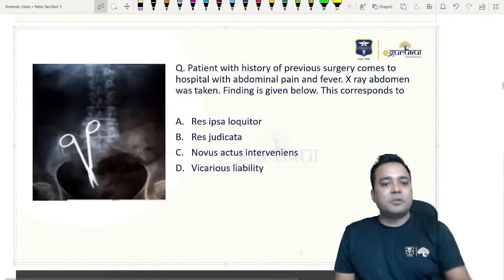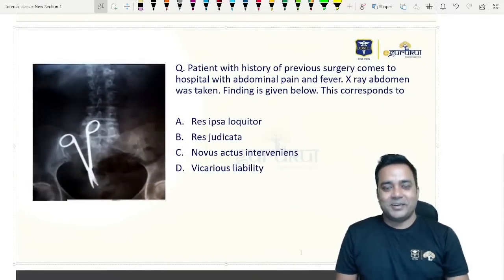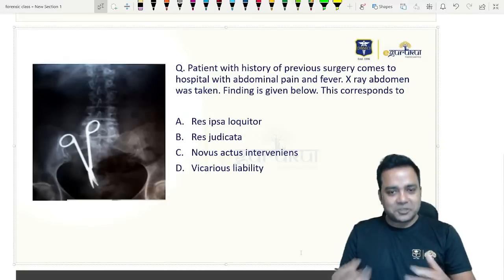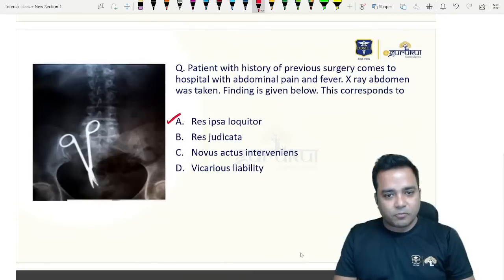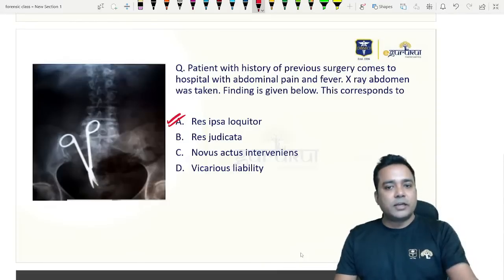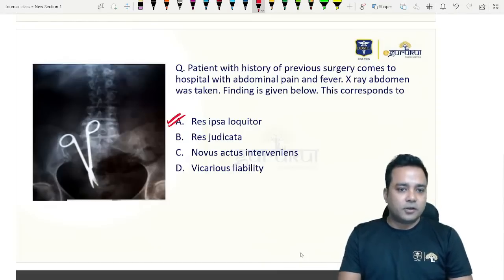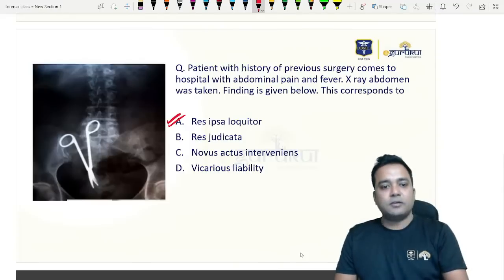Now this was again a simple, easy question. इसको tough बनाया जा सकता था but नहीं बनाया गया. It could have been made tough but it wasn't, thankfully. So the correct answer here goes with RIL. What is the question? A patient with history of previous surgery comes to hospital with abdominal pain and fever. X-ray abdomen was taken and finding is given below. What you are noticing in the abdominal cavity or peritoneal cavity? A scissor which has been left by the surgeon in the previous surgery.